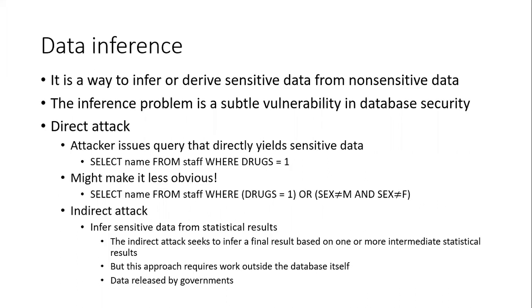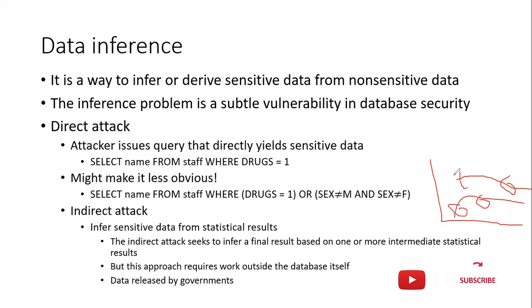Indirect attacks infer sensitive data from statistical results. Sometimes most organizations publish their annual data, annual reports. So from these annual reports you take some patterns, some information from the patterns. So the indirect attack seeks to infer a final result based on one or more intermediate statistical results. So you just take some of the intermediate statistical results, for example 2019. So how is the result in 2019? You take that information and find some further information.